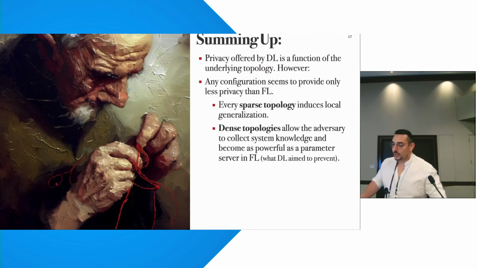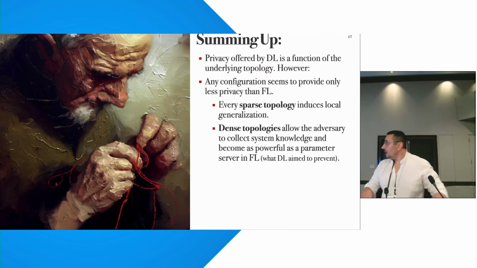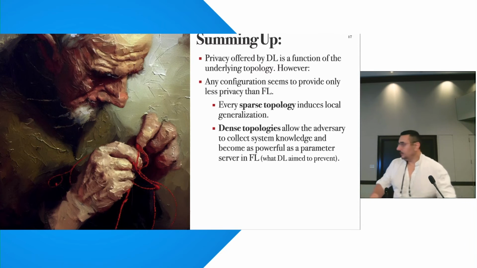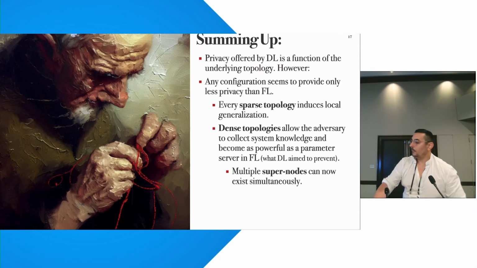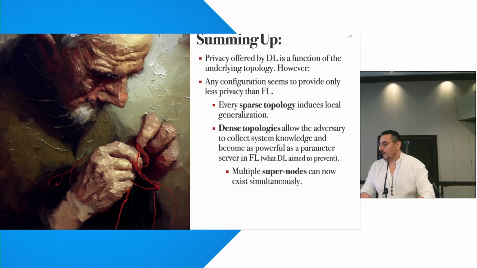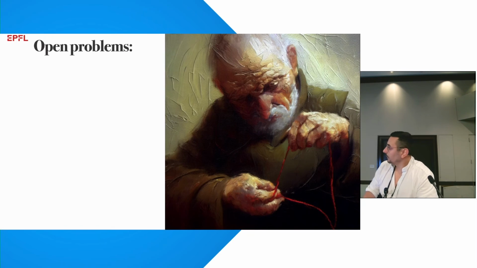And this system knowledge can be used to cast even more powerful attacks and reach the same capabilities of a parameter server in FL. Now, the difference is that in FL, we have a single server, whereas in DL, we can have multiple adversaries with the same capabilities. That is not good. However, I want to stress that, yes, decentralization is the right thing to do in order to achieve privacy in collaborative machine learning, but our point is that this requires extra care.